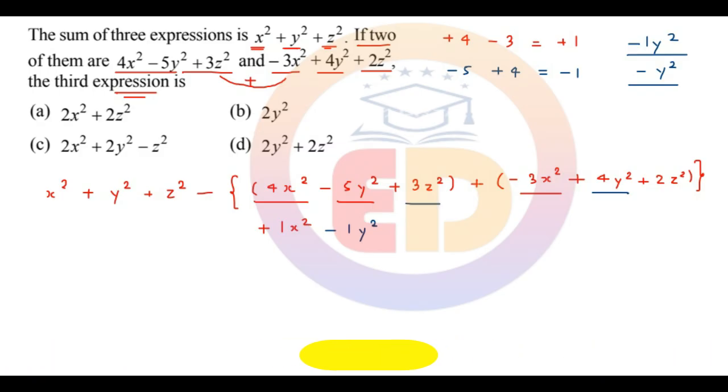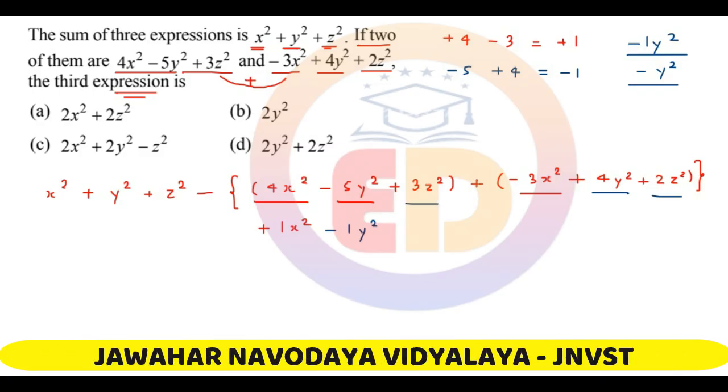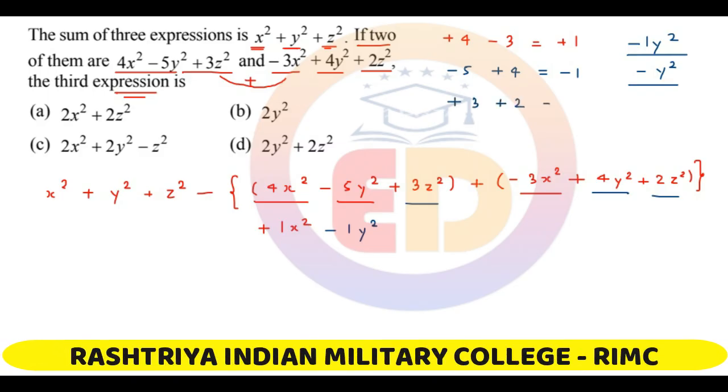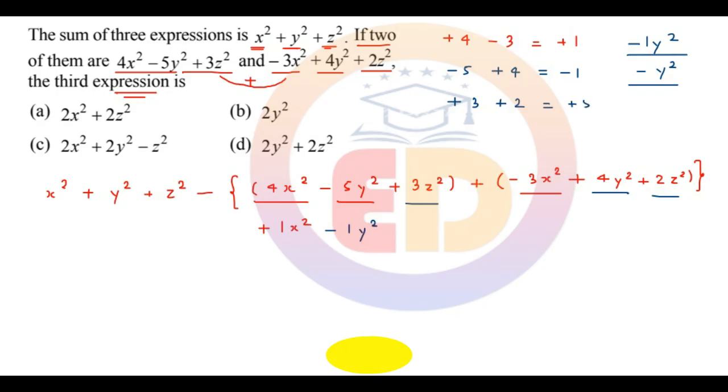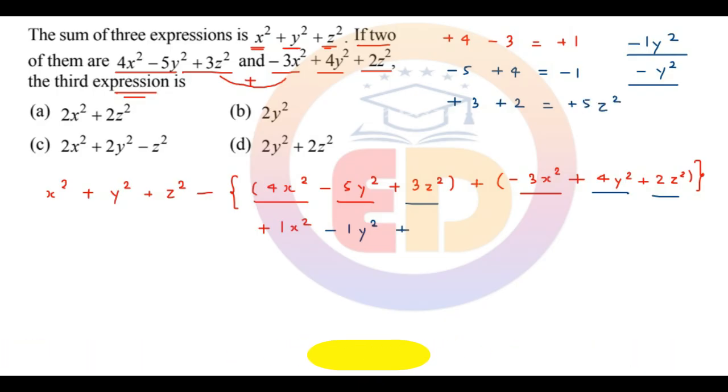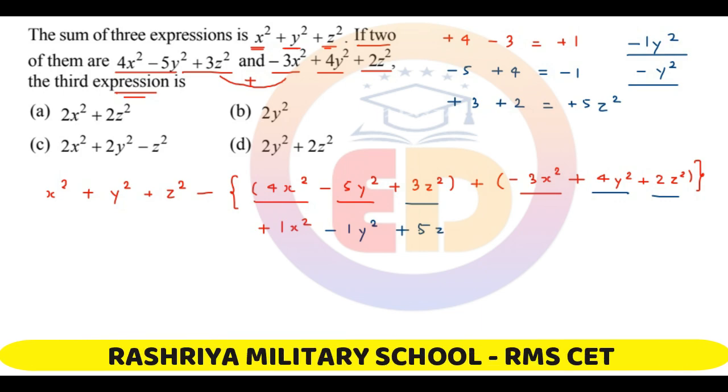This is plus 3z square, this is plus 2z square, plus 3 plus 2 is plus 5z square. So this is plus 5z square.